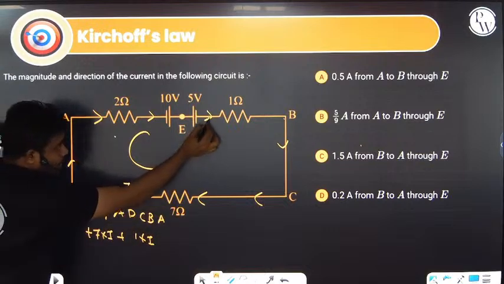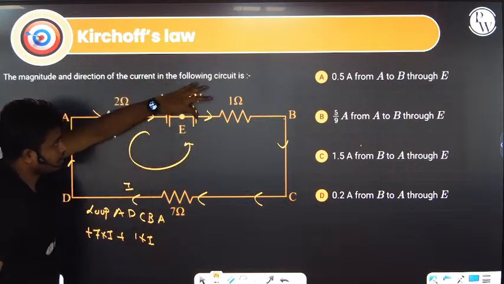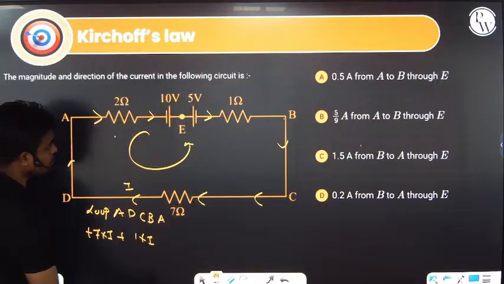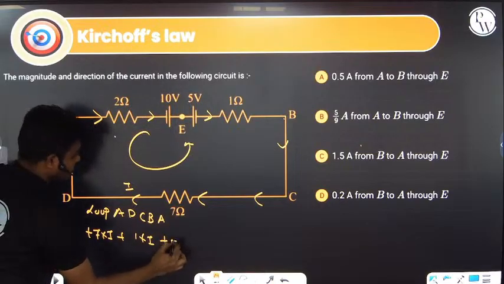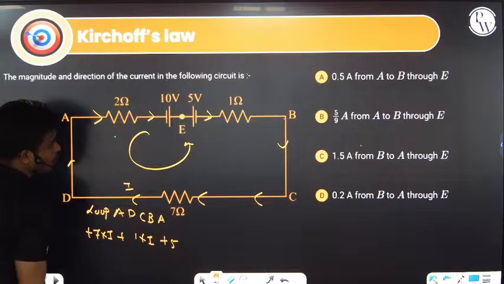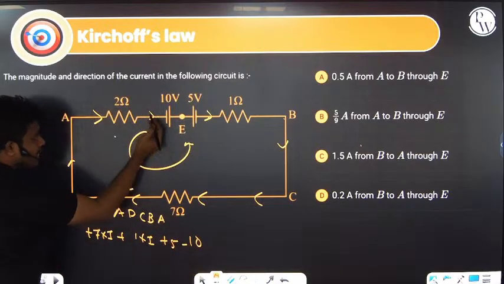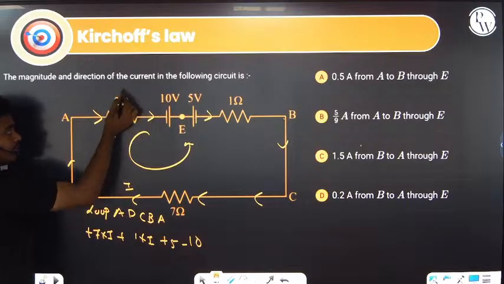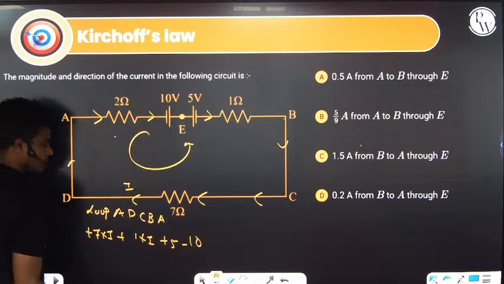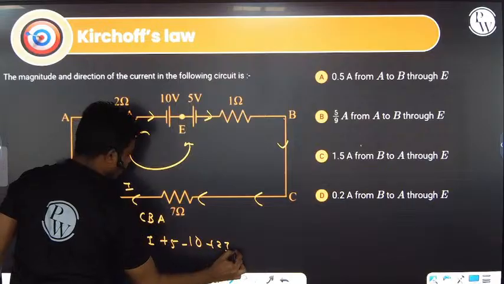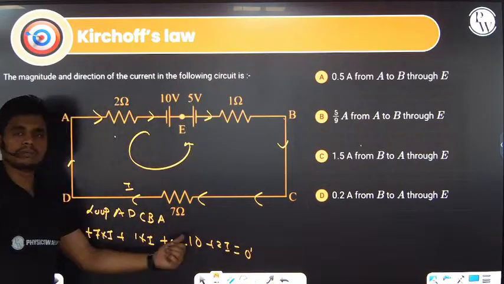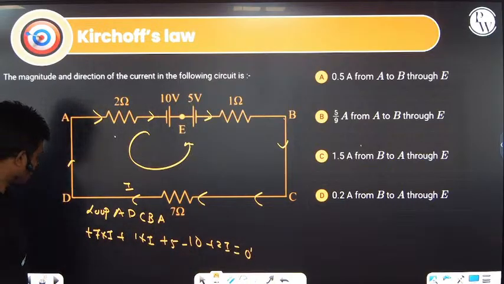Next, negative of the battery to positive of the battery. This will become plus 5. And on this side, positive of the battery to negative of the battery. This will be minus 10. Again, across this resistance we are moving opposite to the direction of the current. This will be plus 2I. The complete loop sums to 0.